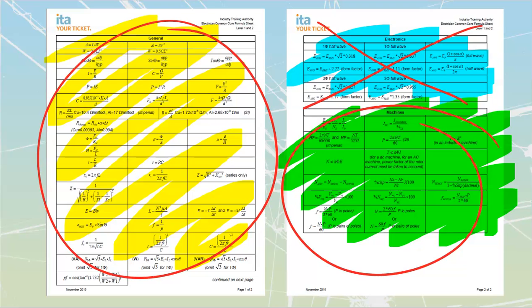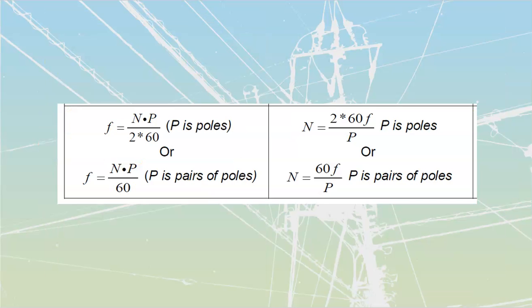Let's start by taking a look inside of our machine section. Right near the very bottom of our machine section, you should see a set of boxes that look like this. The formula sheet doesn't tell you what each of these letters represents. It just gives you the letters, and you're supposed to remember what's going on with these. These are going to be my frequency and poles formulas. F stands for frequency. It's going to be measured in hertz.